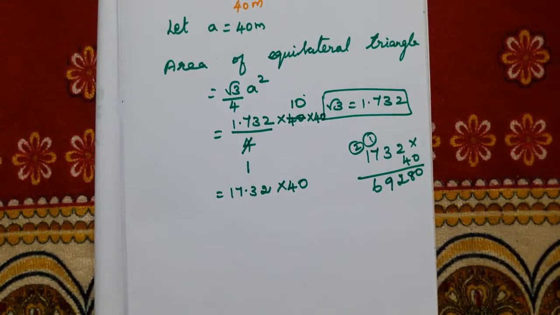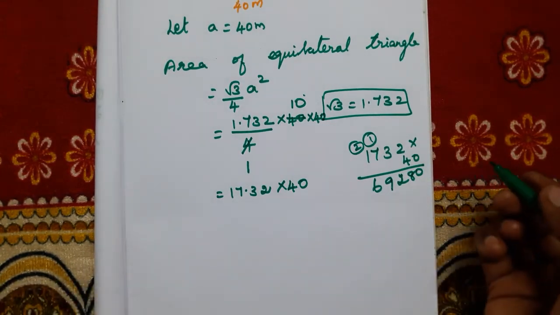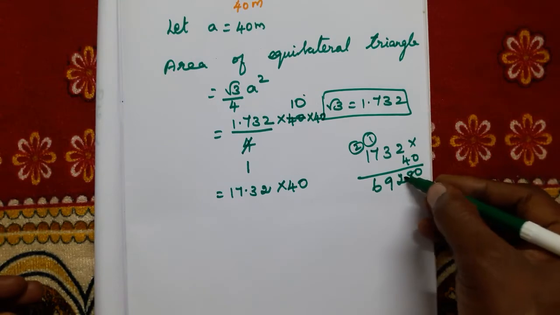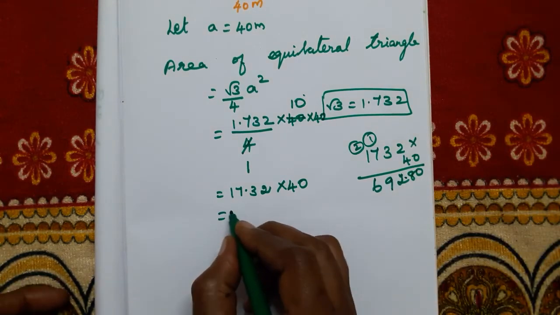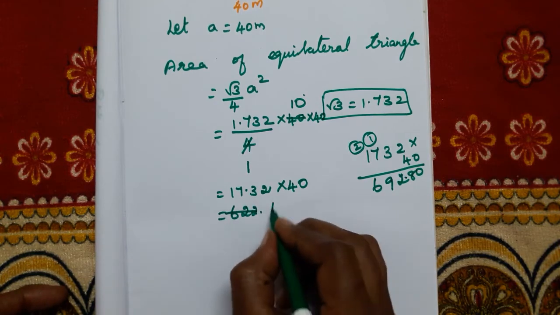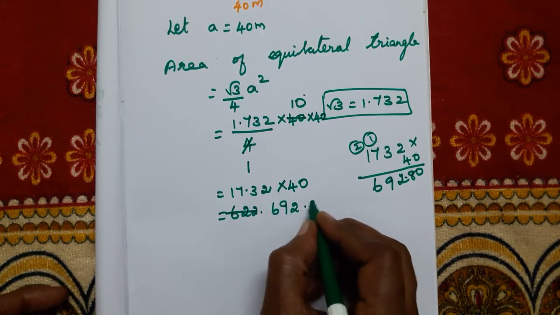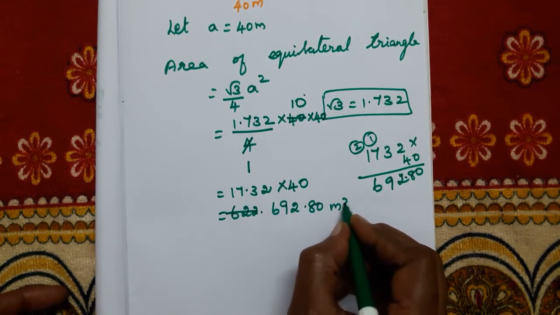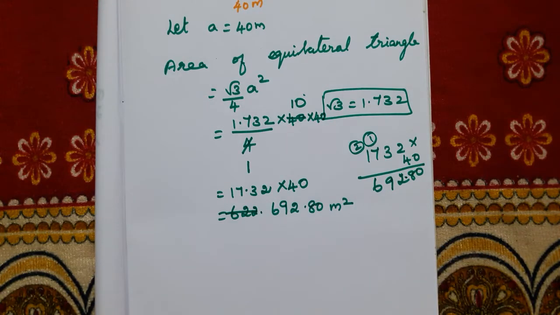How many digits before we have to write the decimal point? 2 digits before. So the answer is 692.8 meter square. Okay, clear this? 692.8 meter square. Okay, clear?